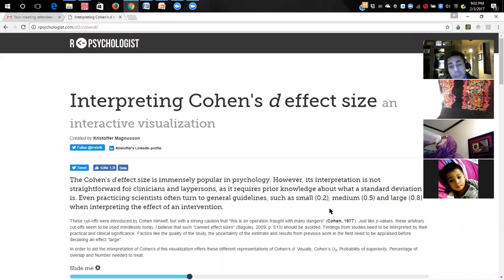if your Cohen's d is 0.2, you have a small effect. And most of us in social sciences or nursing sciences, when we develop an intervention, our aim is always for a medium-sized effect. Then we will be so happy if we get a large effect, which is about 0.8.